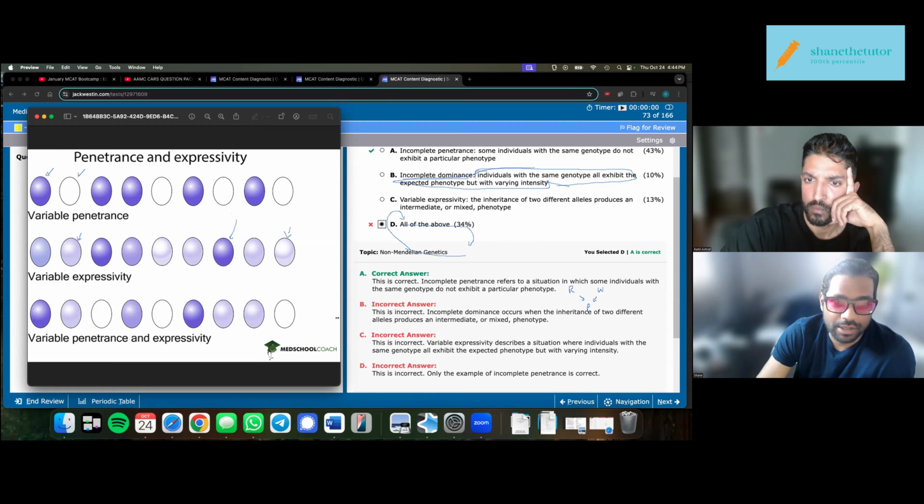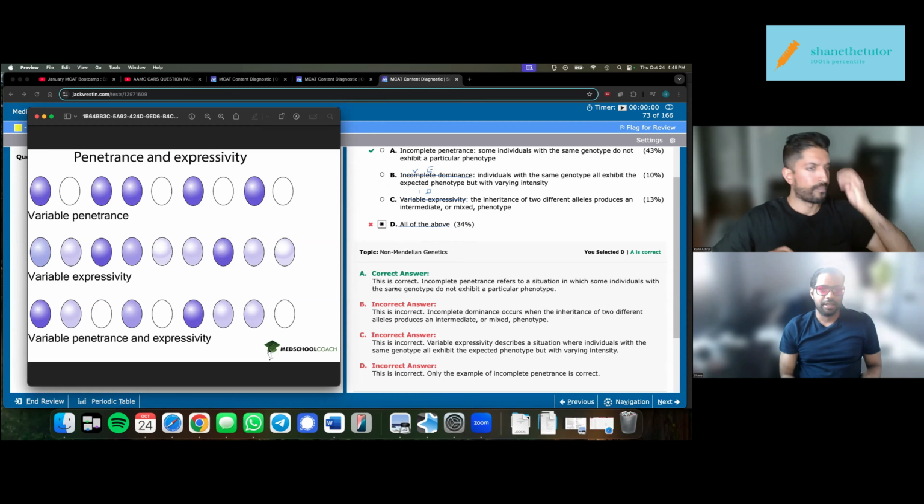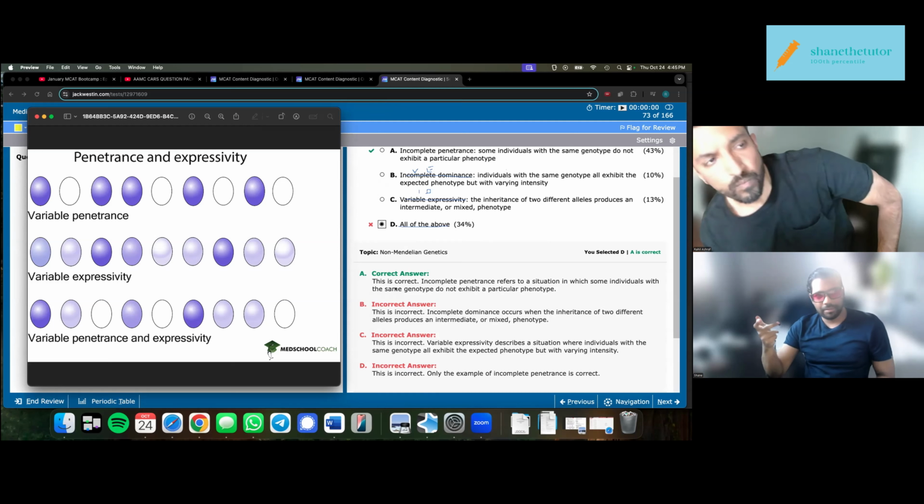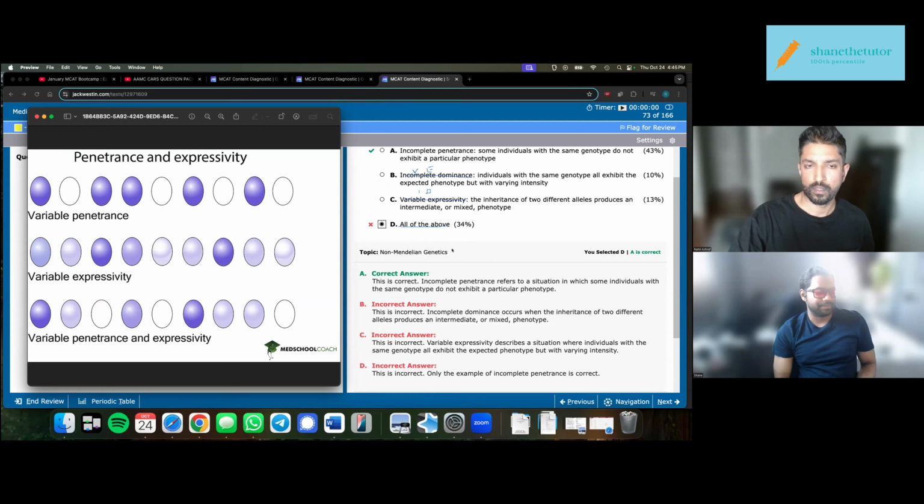So really what we could do here is, if you change this into variable expressivity and if you change this into incomplete dominance, then all of the above would work. But since they're flipping them, that's why it won't work. Good. But yeah. Yeah, makes sense.